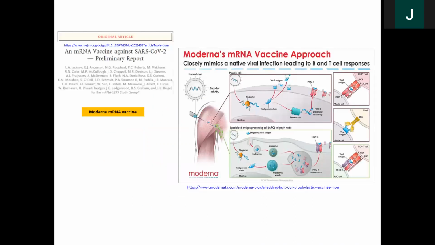So for the mRNA, there's a nice picture showing the injection into the deltoid and then uptake of the mRNA by deltoid muscle cells and by dendritic cells, producing the S protein on the surface of the cell that then induces an antibody response and a T cell response in the recipient.